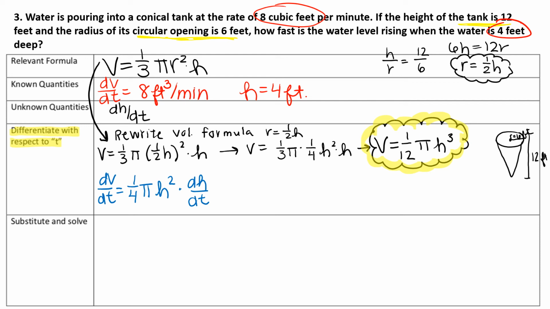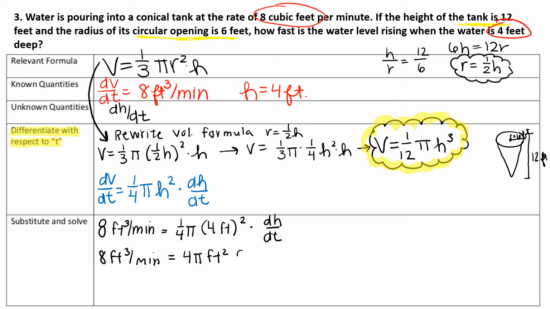So plugging in for dV/dt, we get 8 feet cubed per minute equals 1/4 pi times h squared, so 4 feet squared times dh/dt. So we have 8 feet cubed per minute equals 1/4 pi times 4 squared is 16. So we have 16 over 4 is just 4 pi feet squared, dh/dt.